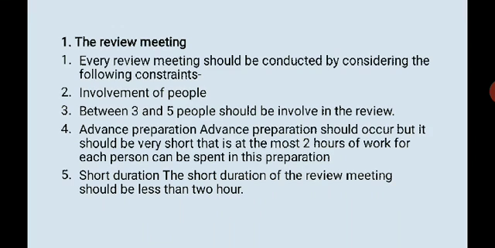That is at most 2 hours of work for each person that can be spent in this preparation, right? So it is a very short, advanced preparation, and you spend 2 hours of each person's time in preparing in advance for the meeting, for whatever you have to speak in the meeting. Then the short duration: the review meeting should be less than 2 hours. So you need to specify within this time limit that they should not take more than 2 hours. That is why it is a review meeting.